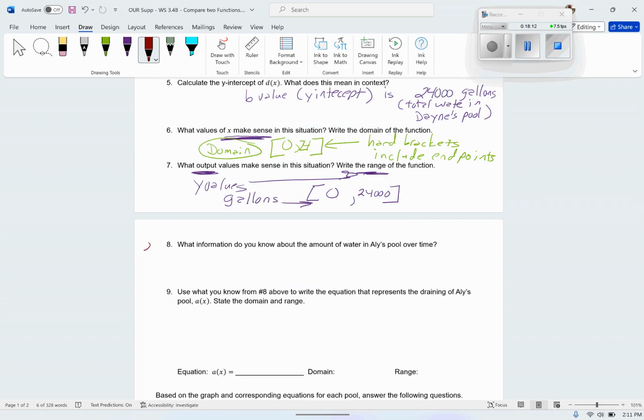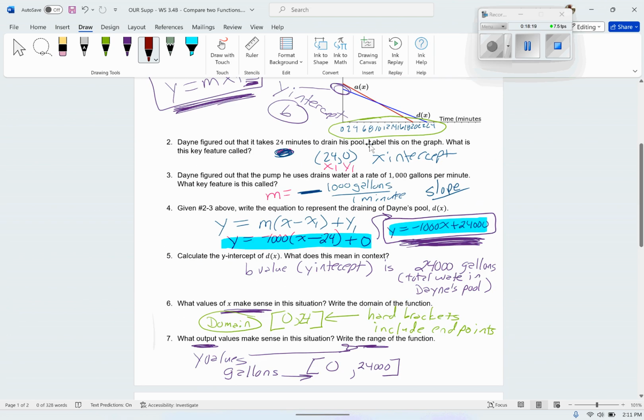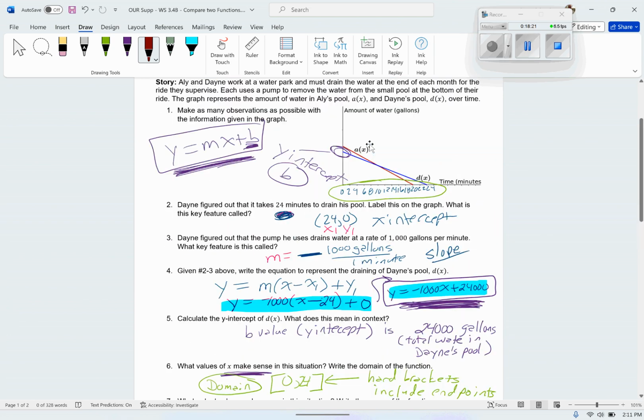Okay. All right. Allie's pool. So we're going to go back up here. Allie's pool is the red one, right? So what can you tell me about Allie's pool? I'm going to erase right here. What can you tell me about Allie's pool according to this picture? It's more what? It's more full. It has more water. It's deeper. There's more.